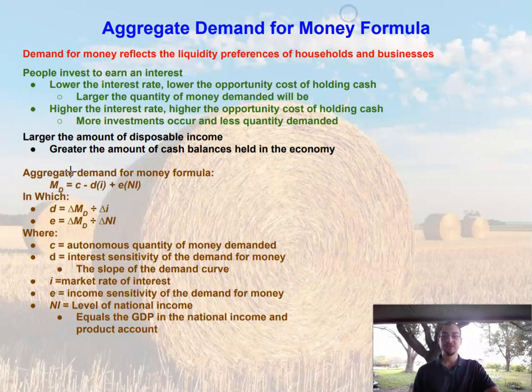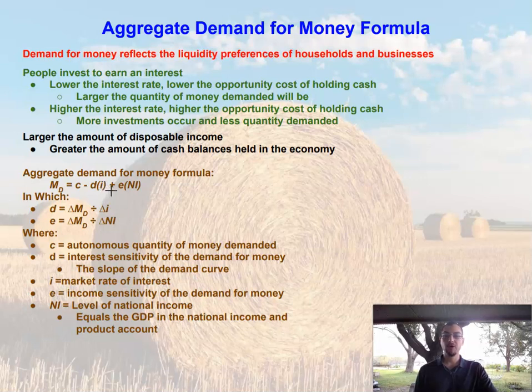The next aspect is this D. That D is the interest sensitivity of the demand for money. So we're talking about the interest rate up here. There is going to be a certain level of sensitivity. We know the higher the interest rate, the less money we're going to keep on hand, but there's a sensitivity there. How much are we going to do? This sensitivity can be calculated by taking the change in the money demanded divided by the change in the interest rate. We know that a change in this interest rate is going to affect this demand. So we're going to be calculating that interest sensitivity. This interest sensitivity is also the slope of this demand curve. Then this I is equal to our interest rate.